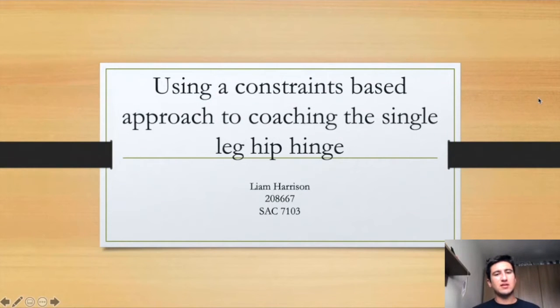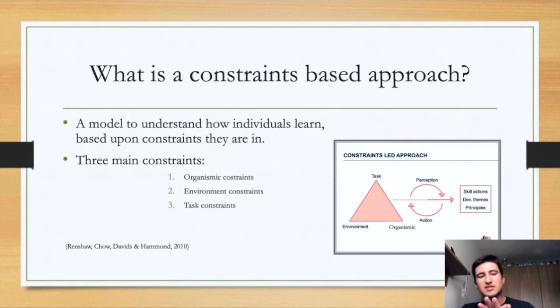Hello everybody and welcome to my SAC 7103 presentation entitled Using a Constraints-Based Approach to Coaching the Single Leg Hip Hinge. The constraints-based approach is a model which helps us understand how individuals learn based upon the constraints they are in. It is derived from both ecological psychology and dynamic systems theory. These three constraints, the organismic constraints, environmental constraints, and task constraints, interact together and determine how a performer performs based on the constraints and tasks given to them.